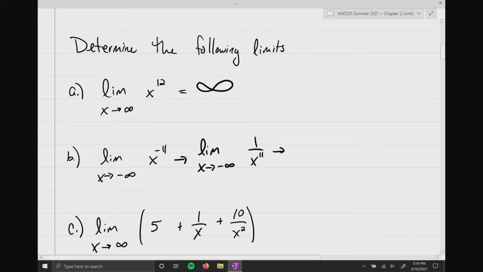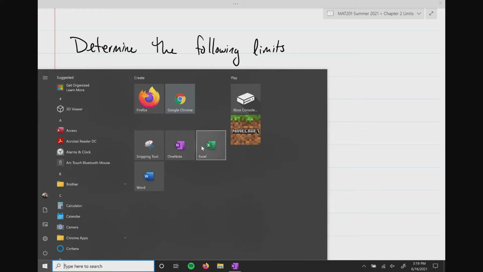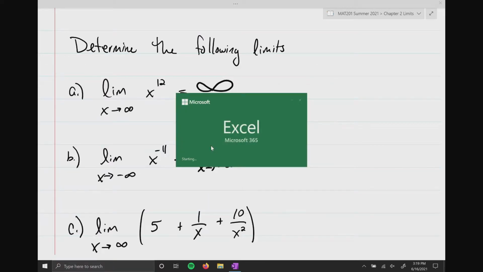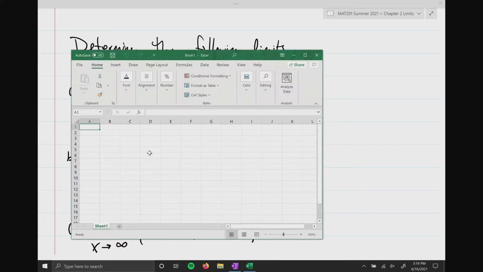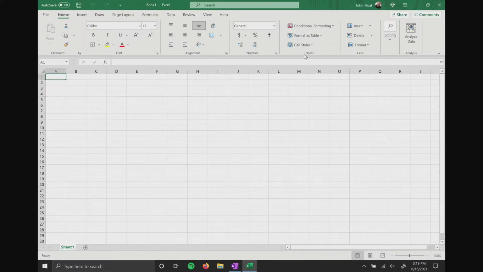So what I'm going to do is open up Microsoft Excel, because that's going to make my life so much easier in terms of computation. I highly suggest you learn how to use Microsoft Excel. If you have access to anything else like SPSS, which is a statistical software package, or if you have access to, what's the other one?